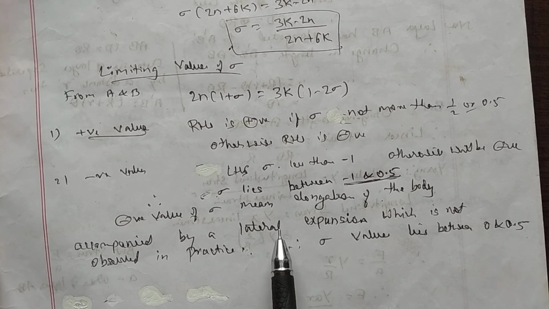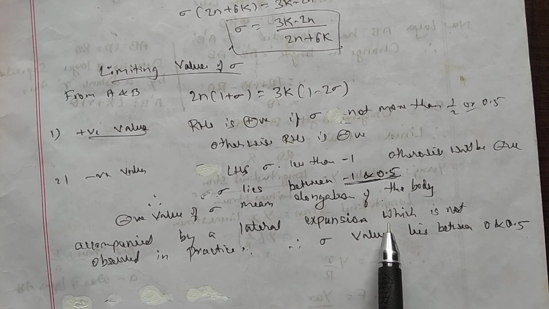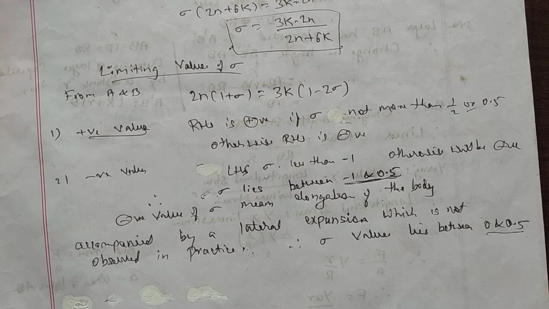This is nothing but, we take a metal wire, and if we apply the load, then what happens? We can observe there is an elongation. So elongation will be there, but its thickness is going to decrease. When there is elongation, its thickness decreases. But here we would observe lateral expansion. We cannot observe the thickness to increase when load is applied. Therefore, this is practically not possible. Therefore, we take the value of sigma to lie between 0 and 0.5 only.